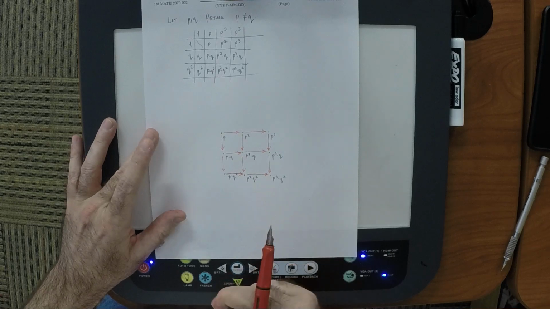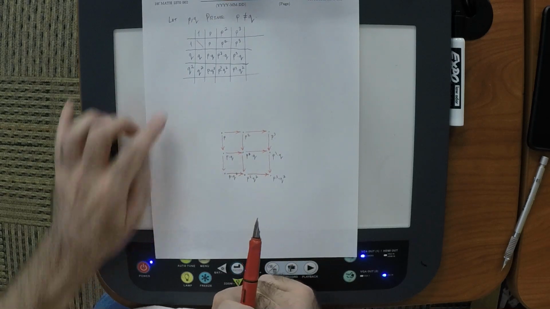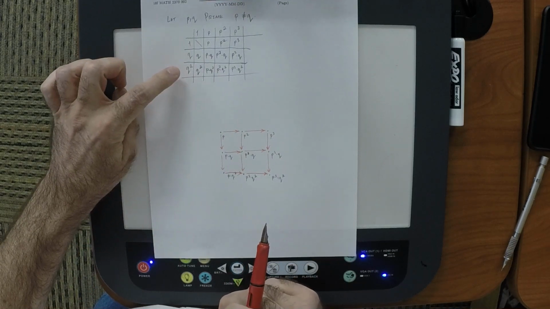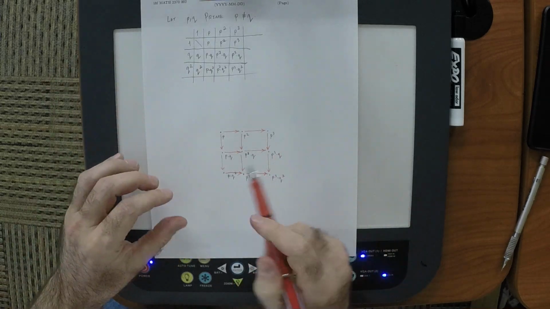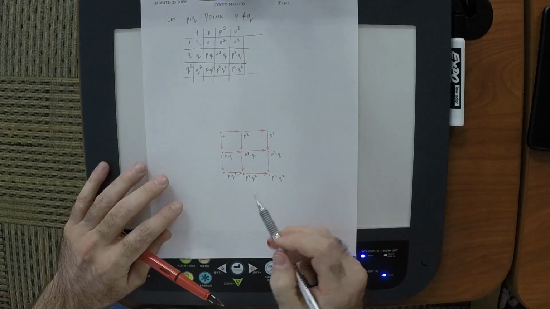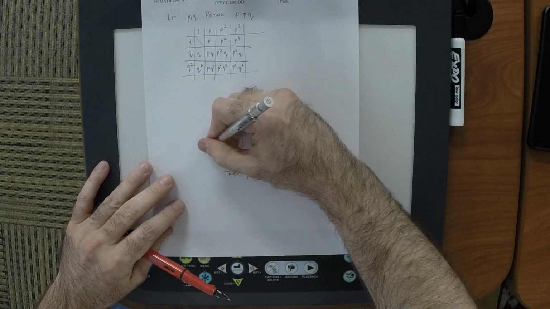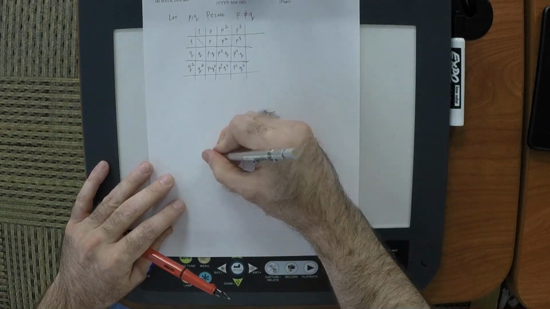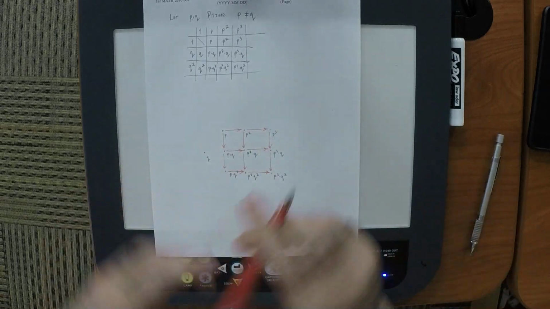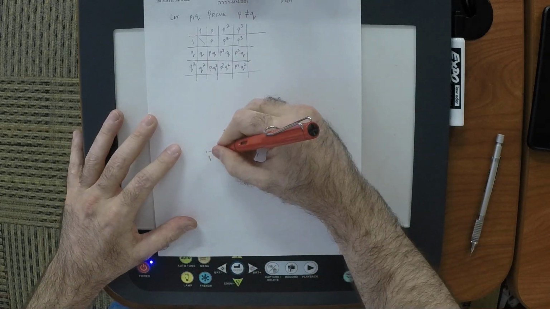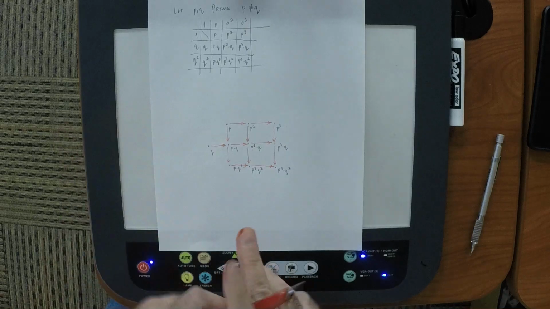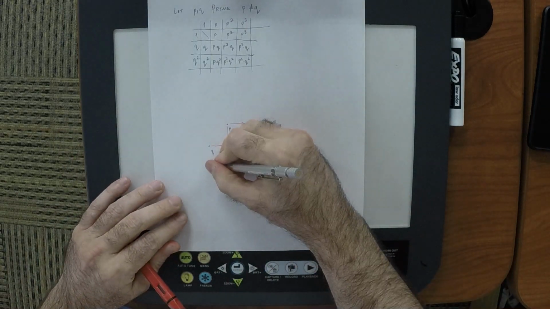Which ones are missing? Q and Q squared. If I want to make a nice looking drawing, where does Q go? It goes right there. So Q would go like that. And then Q squared, that'd be here.